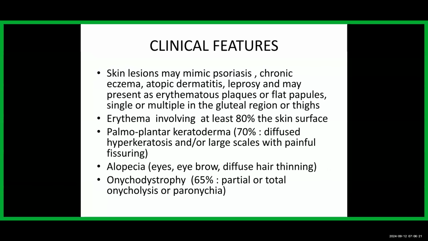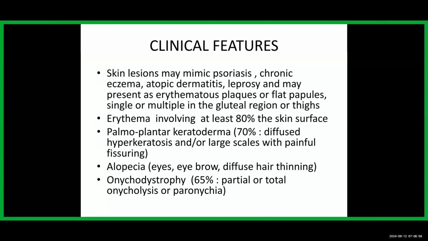The clinical features we can see in this disease usually start with skin conditions that mimic chronic eczema, psoriasis, atopic dermatitis, leprosy. They can start as de novo lesions, new lesions, or they can follow the lesions of mycosis fungoides. They can have plaques and papules, which can be single or multiple, especially in the gluteal region or the thighs. They have erythema, which affects about 80% of the skin surface.